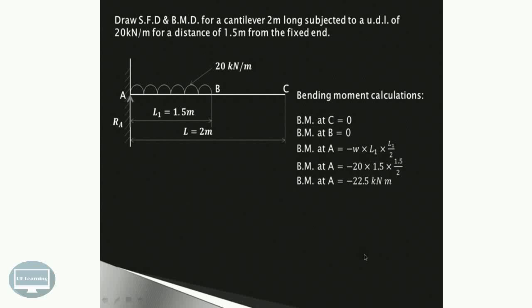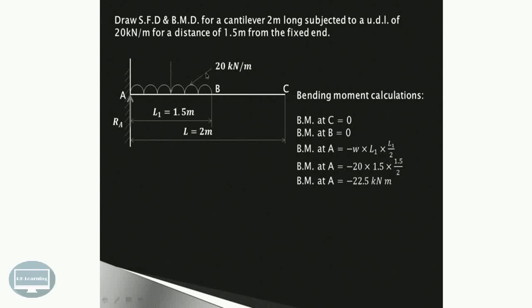Now let us draw the bending moment diagram also. So bending moment calculations. So bending moment at C, it is 0. Similarly, bending moment at B is also 0 because there is no force that is acting on the right hand side of this particular C as well as at B.